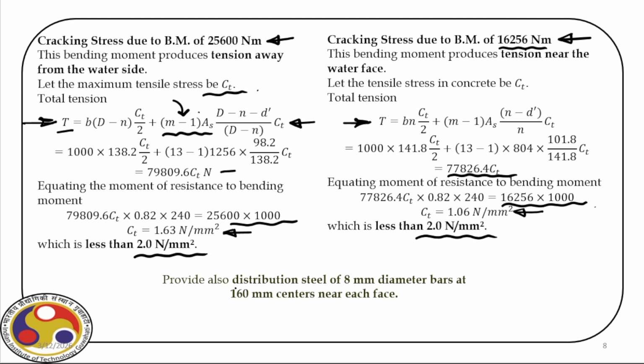Now recall we have to also provide the distribution steel. In this case, again we use 8 millimeter diameter bars at the rate of 160 center to center. I leave this as an exercise for you. You can use the previous expression that we did for distribution steel, if you recall, 0.3%, and then based on that we evaluate the spacing for distribution steel.